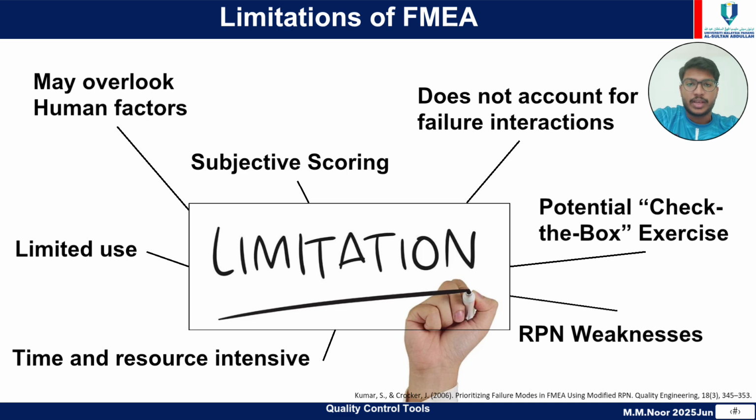Like any other quality tools, FMEA also has its limitations. Number 1 is that it is time and resource intensive. Number 2, it's limited use. Number 3, it may overlook human factors. Then subjective scoring, and does not account for failure interactions. Then potential check the box exercise, and finally the weaknesses of RPN. However, these limitations don't invalidate the tool, but they do highlight the importance of supplementing FMEA with engineering judgment and other quality tools when necessary.